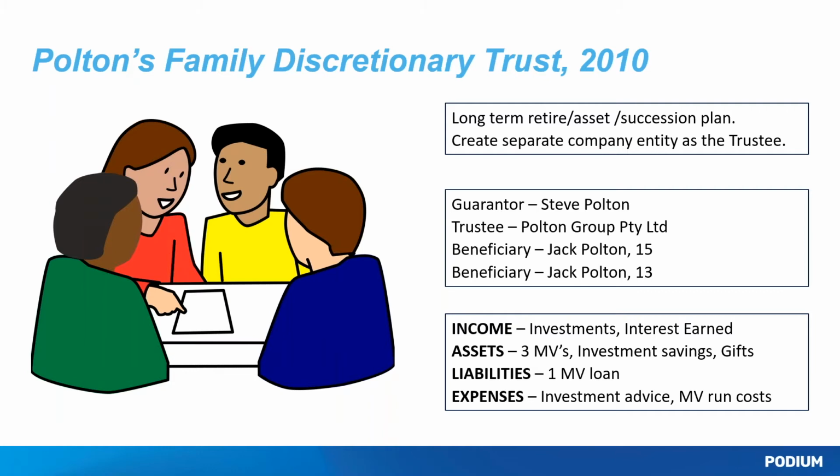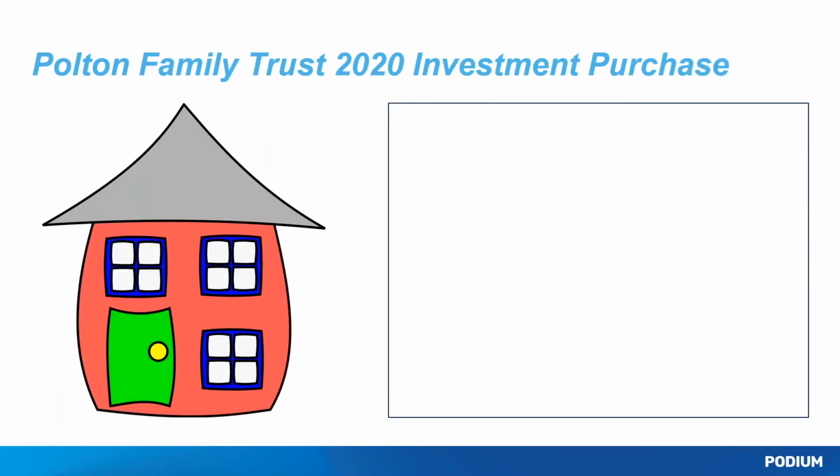Okay. And the last part that we're going to check out, which is the case study itself, is the investment purchase that they are going for. So the Polton Family Trust is looking to purchase their first investment property in 2020. Okay, so they have identified a property at 58 Coral Drive in Hampton Park. It's not something they've driven past and noticed and thought, oh, they've done a little bit of research on it.